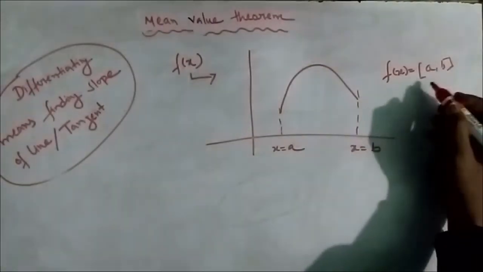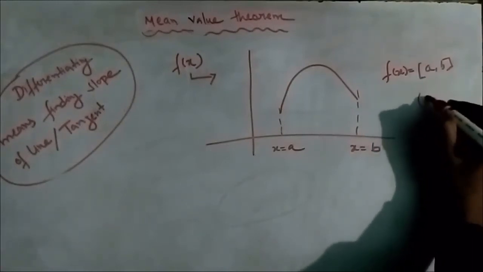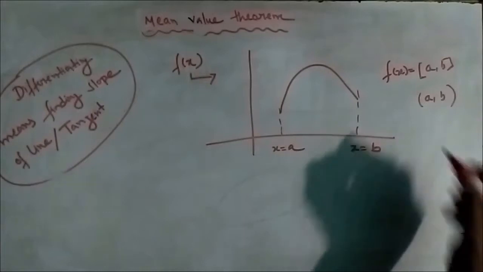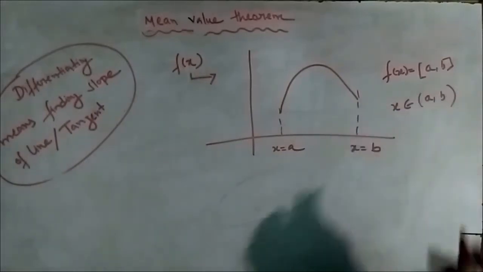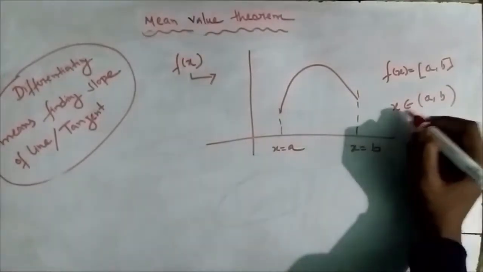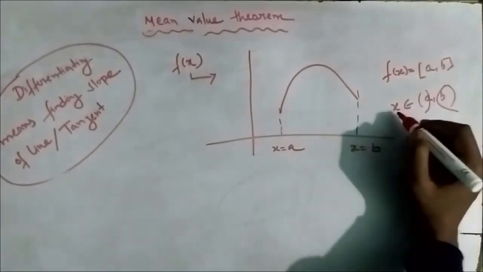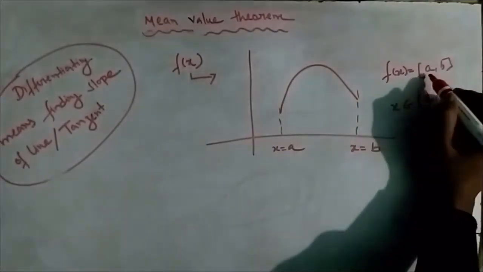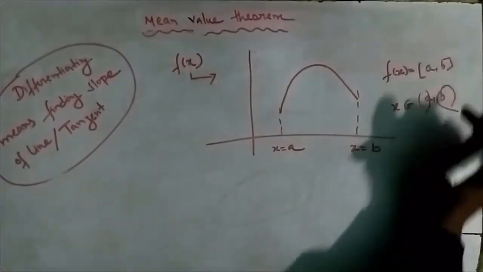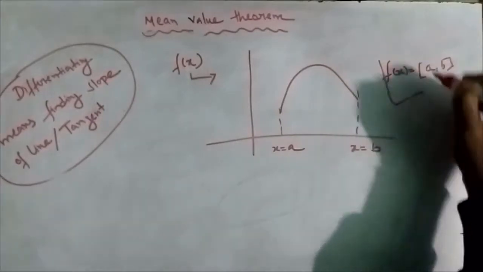That means the value of x includes a also and b also. And this is the notation of an open interval. Suppose it is written as x belongs to the open interval (a, b), it means the value of x lies between a and b but excludes a and b. But in the closed interval, the value of x includes a and b and everything in between. So we can write that the value of the function f of x lies in the domain [a, b].